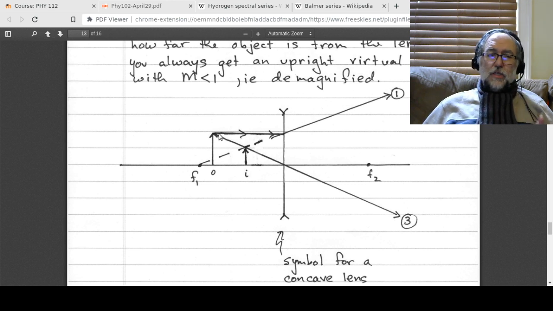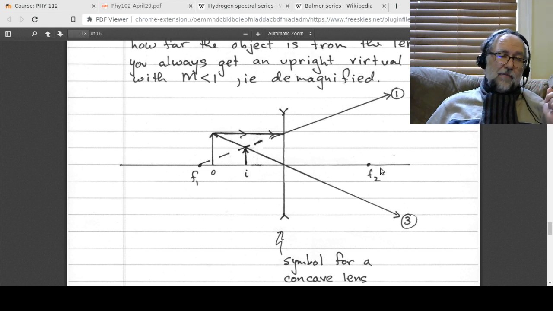Ray number 1, what does it do? Ray number 1 travels parallel, hits the lens, and wait, what does it do for a concave? For a convex, it bends and passes through the focal point like that. But for a concave, it bends and diverges away from this focal point f1. So when it gets here, you see that dashed line to f1? To that point right there? The ray bends away from f1. So there it is right there like that.